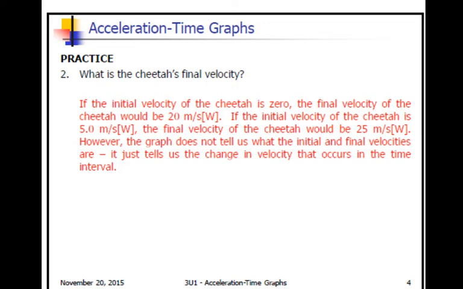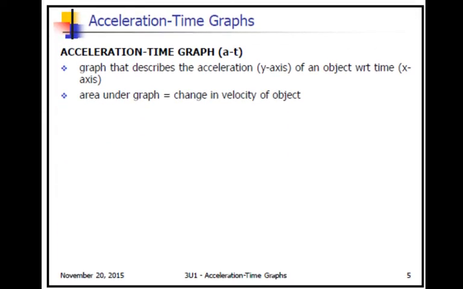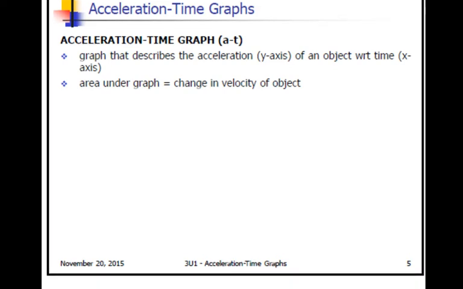So sometimes when you have a question like this, it might say the initial velocity is and give you some sort of value. That is important to make note of because without that value, you cannot find the final velocity. Without knowing the initial velocity, you can't find the final velocity. We only can find the change in velocity. So for an acceleration time graph, the area under the graph tells you the change in velocity. The y-axis is your acceleration, and the x-axis is your time.